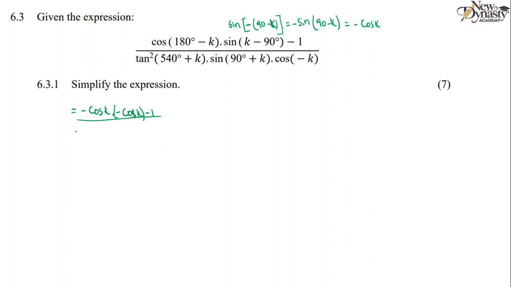Then tan squared. If you've got an angle that is bigger than 360, remember what you need to do: you subtract 360. When you subtract 360 there, it's still going to be tan squared k. How do we know that? 540 minus 360 gives you how much? Then you proceed from there.